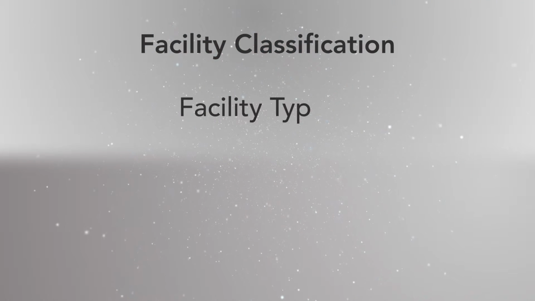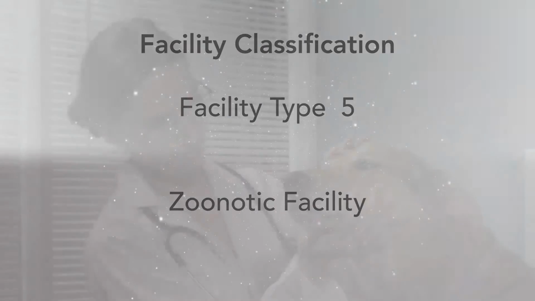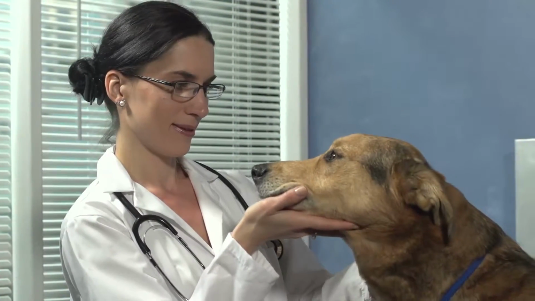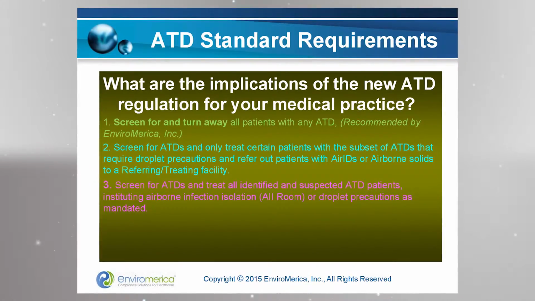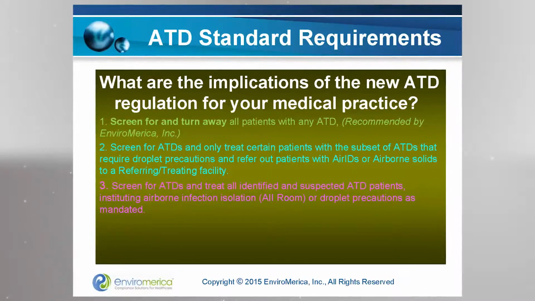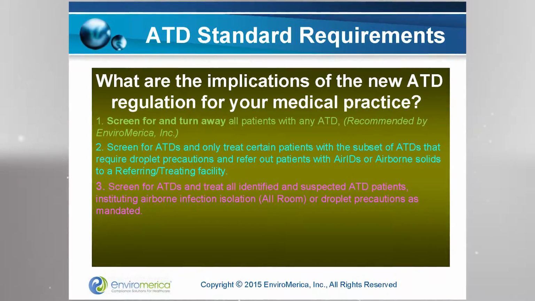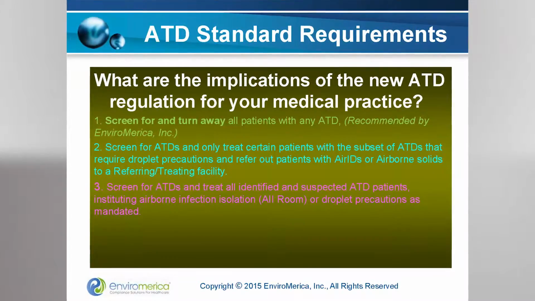Then the last section is a classification called zoonotic facility, and this is simply a facility that has to deal with animals, such as animal hospitals, animal shelters, and so forth. So now, if you go to the next section in your notes, you're going to notice that we're going to give you some options. So certainly, as a conditionally exempt facility, you're going to screen the patient and turn them away back to their primary physician or to the emergency room. If you are a referring facility, you're going to screen for ATDs and only treat certain patients with droplet precautions.